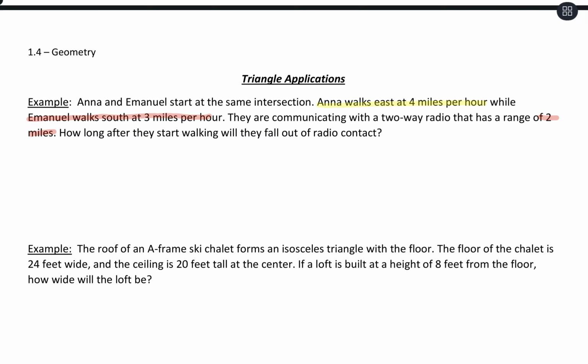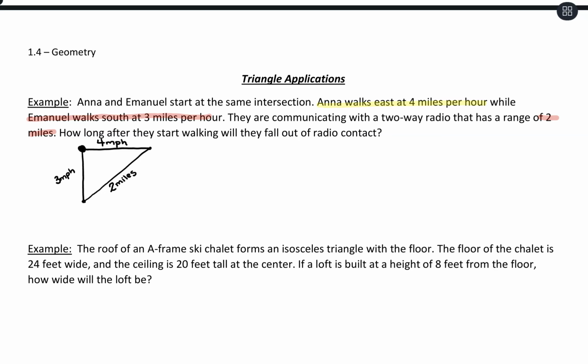Okay, so let's see, we're going east and south here, so let's put the intersection right here. I'm just going to draw myself a little picture. So we have Anna walking east at 4 miles per hour, and we have Emmanuel walking south at 3 miles per hour. And what we want to do is see when they're going to lose communication, which would be a distance. So Emmanuel would be standing here, Anna here, and that distance we want to be 2 miles.